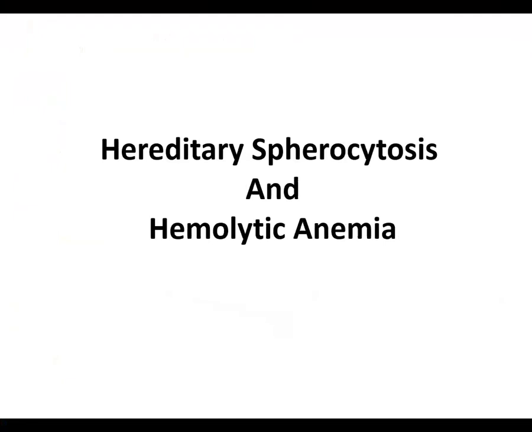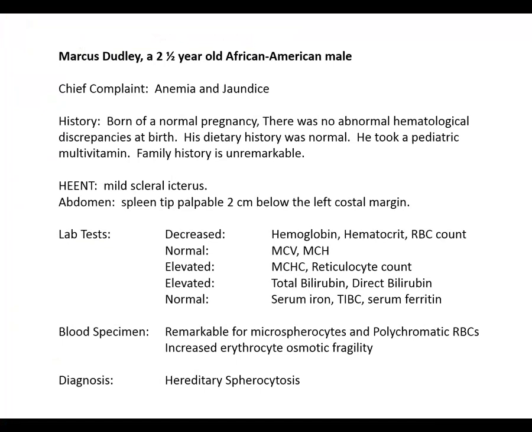This PowerPoint will examine hemolytic anemia and heme degradation in the context of hereditary spherocytosis. Marcus Dudley, a 2.5-year-old African American male, presents with the chief complaint of fatigue and jaundice.